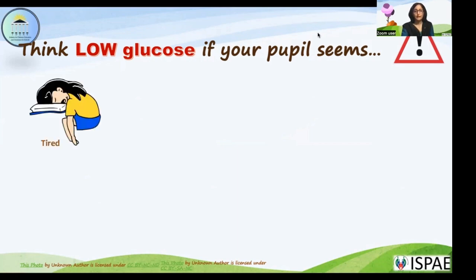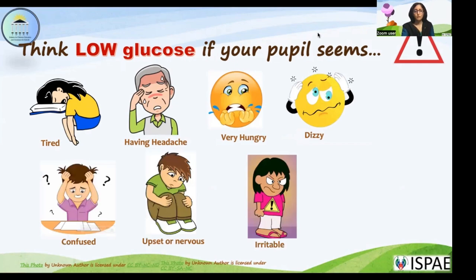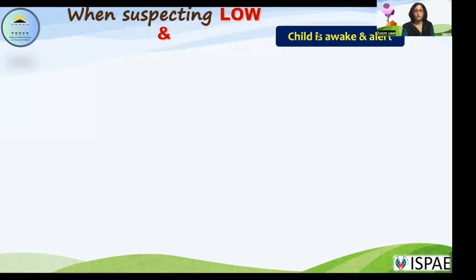Now, how do we identify that a child is having a low blood glucose level? For this, remember that if the child is very tired, is having a headache, or feeling very hungry, or is having extreme dizziness, confusion, or is upset or nervous, or even non-specific irritability, these could be signs of low blood glucose level. Whenever you suspect a low blood glucose level, remember that it has to be treated promptly.